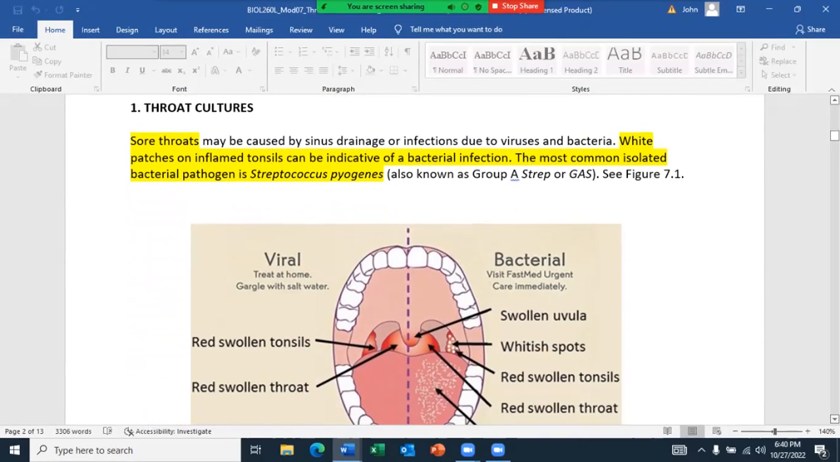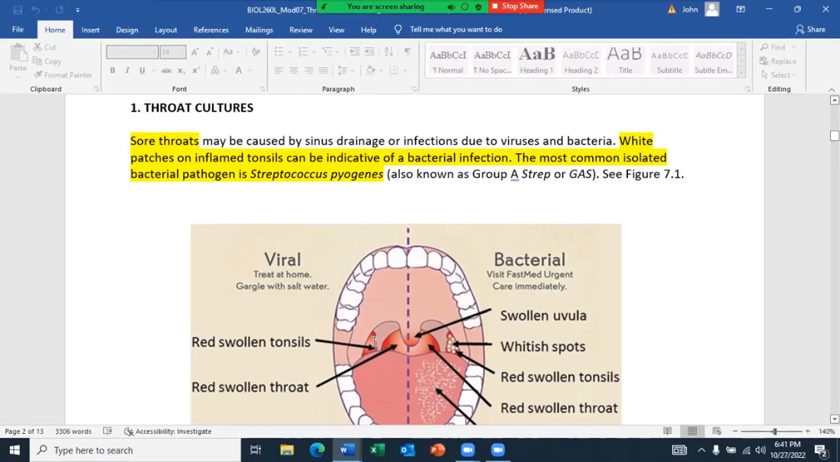For throat cultures, when we're talking about them, you should realize that sore throats can be caused by viruses as well as bacteria. Usually a doctor can look in the throat and determine if it's a bacterial infection. If they see white patches in the sore throat, maybe on the tongue as well, that's a bacterial infection. If the throat is just red, that's a viral infection.